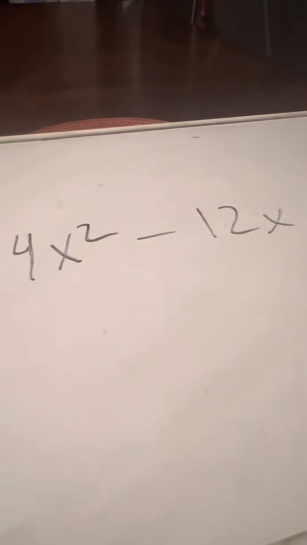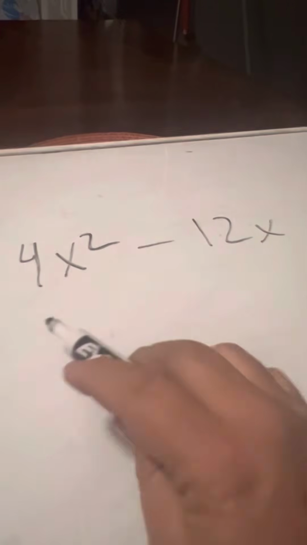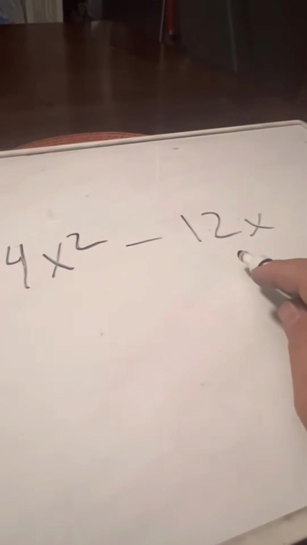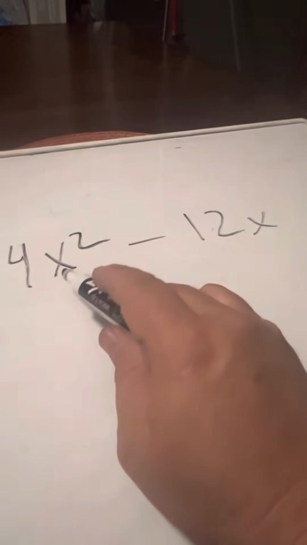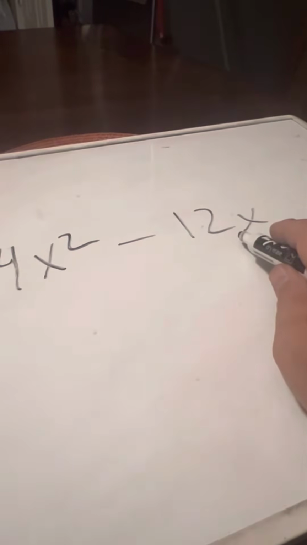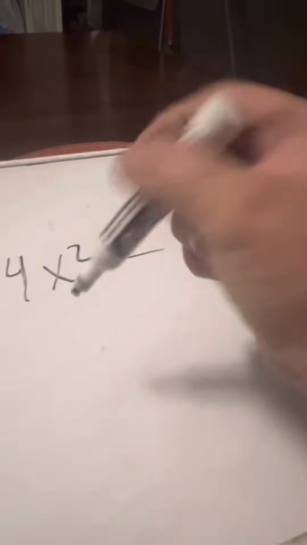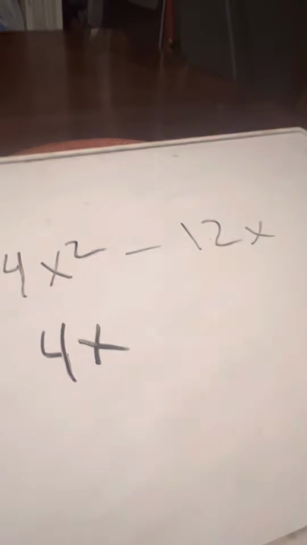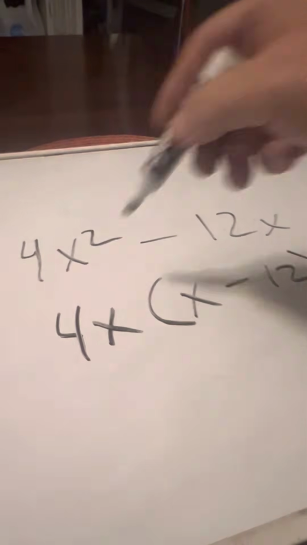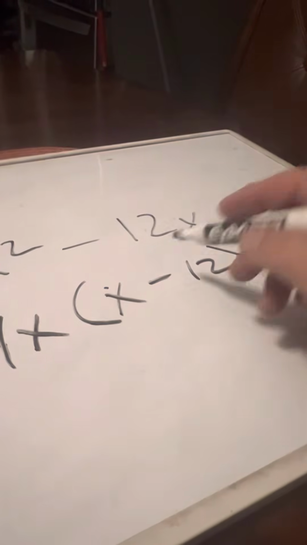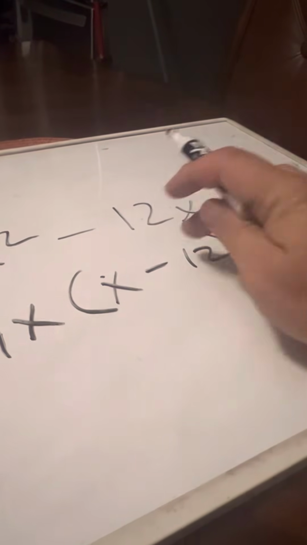4x squared minus 12x. Okay, what do we have in common here? Now, this is a massive trick, but the 4 will go in there. The 4 will also go in there. But look, there's an extra x here, and there's an x there. I could pull out an entire 4x and then multiply it by x minus 12. And then it's 4x squared minus 48. That's not right. Okay, how do I do that? Okay, I'm messing up something here.